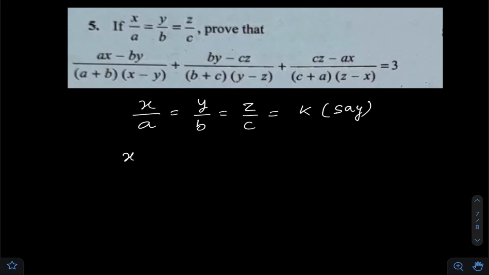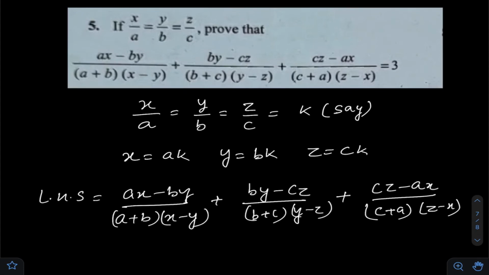Now we are coming to question number 5. Here also we have been given 3 ratios which are equal to each other. So let them equal to k and find out the value of x, which is coming ak, value of y is coming bk, and value of z is coming ck.